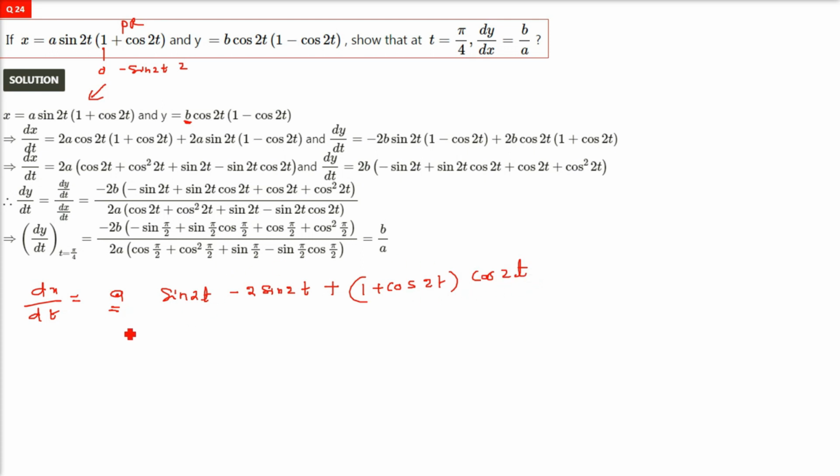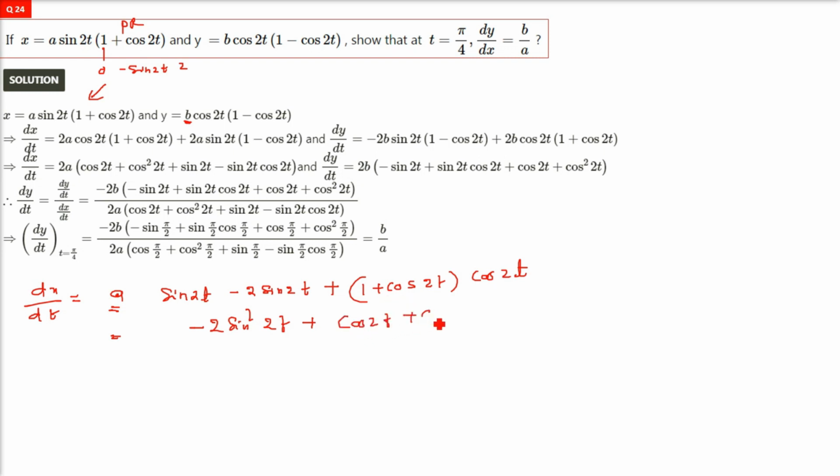A will be there, don't worry about that. And this is minus 2 sin square 2t, sin 2t times sin 2t, sin square 2t. And then inside we have plus cos 2t. I'm multiplying cos 2t with 1 plus cos 2t, so you will get cos 2t plus cos square 2t.